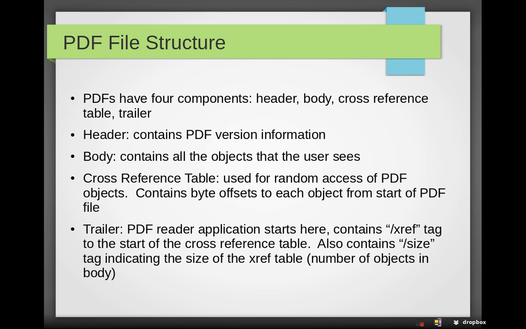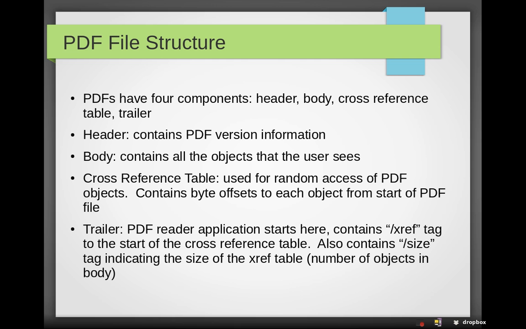PDFs have four components: a header, a body, a cross-reference table, and a trailer. The header simply contains PDF version information. All the objects in a PDF are located in the body, and those objects are what the user sees. The cross-reference table is used for random access of PDF objects, and it contains a byte offset to each object from the start of the PDF file.